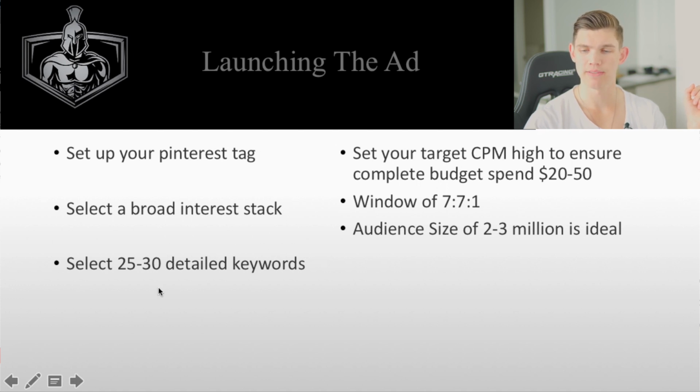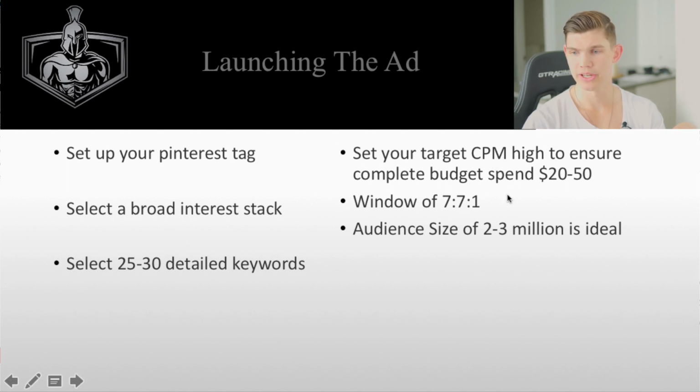We've selected 25 to 30 keywords, which Pinterest literally just gives to you to put in. We've gone through, we've set our CPM high, right? Typically you want it to be something quite close to what your actual daily spend is. So we had a daily budget of $20 for this ad. We're putting the CPM at $10 per day.